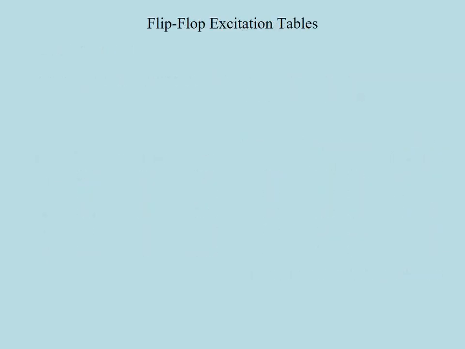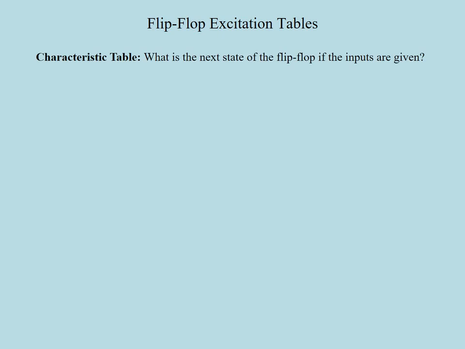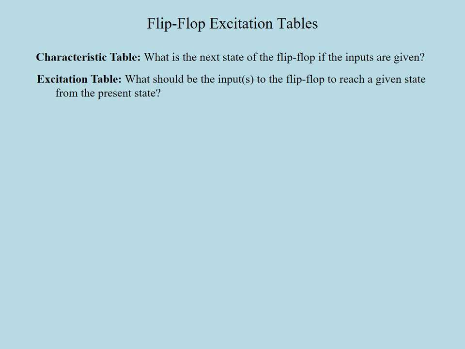An important step in the design of sequential circuits is the preparation of excitation tables. Excitation tables are closely related to the characteristic tables of the flip-flops. The characteristic tables can be seen as the answer to the question what the next state of the flip-flop will be for a given set of inputs. The excitation tables present an answer to the inverse question, that is, what should be the inputs to the flip-flop to reach a given state from the present state.